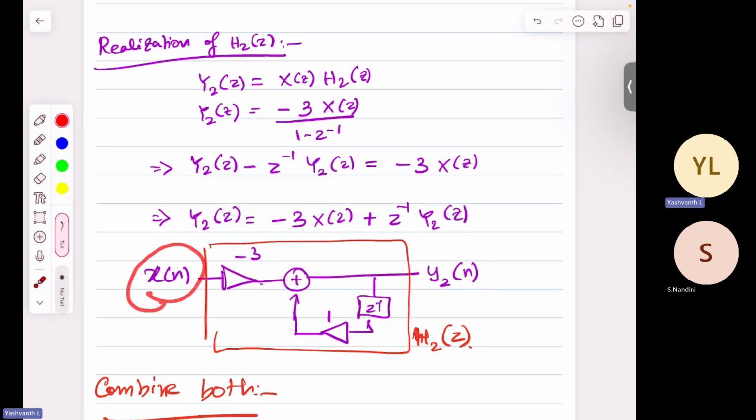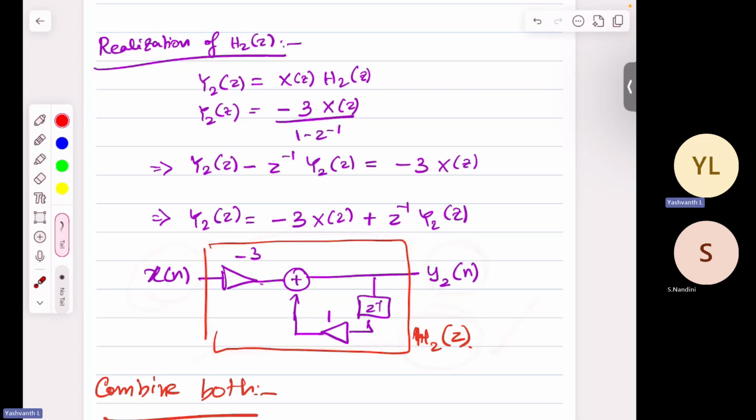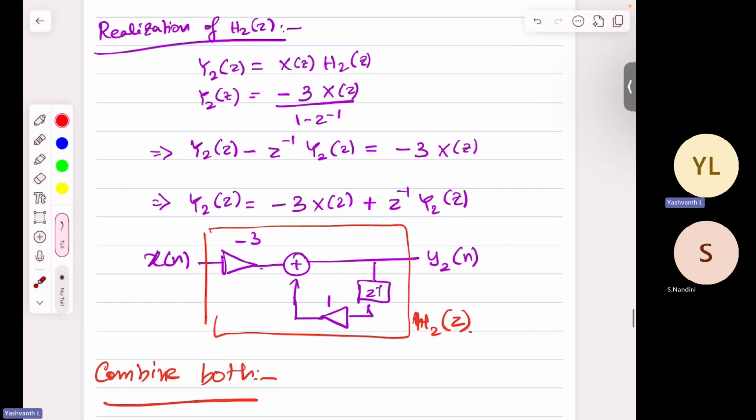Therefore, for a given x of n, you can obtain y2 of n by passing through this h2 of z. So you have implemented h2 of z also. Is it clear? Okay, great. Therefore, now we have implemented both h1 of z and h2 of z.